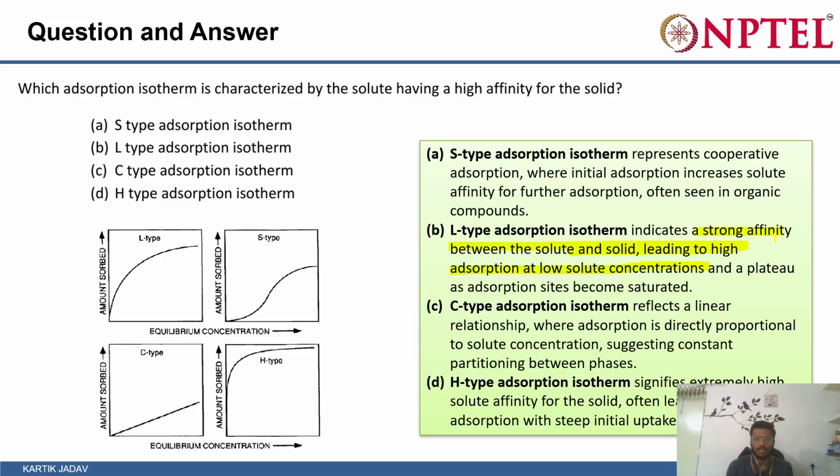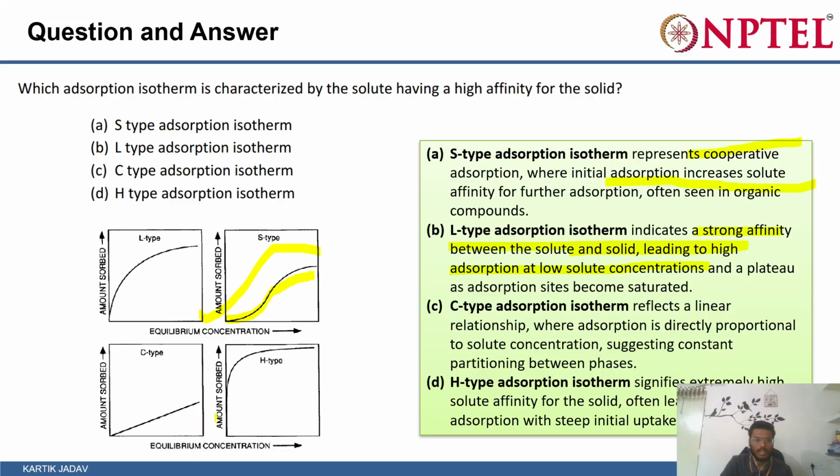C type reflects a linear relationship where adsorption is directly proportional to solute concentration. While in the case of S type, that represents cooperative adsorption, where initial adsorption increases solute affinity for further adsorption, and is often seen in organic compounds.